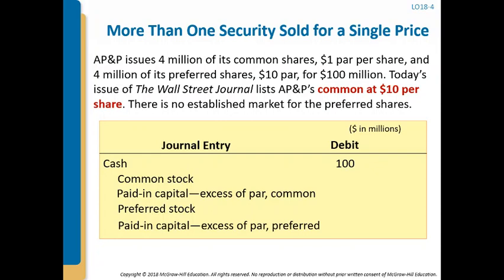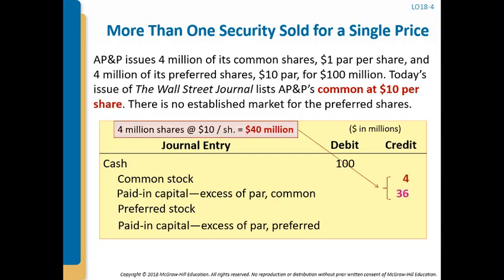And so for common shares, you're going to list the 4 million shares times $1 par per share as common stock, and then the other 36 million of the 40 million is going to be paid in capital in excess. Well, what does that infer about the market price of the preferred? So let's look at that before we go any further.